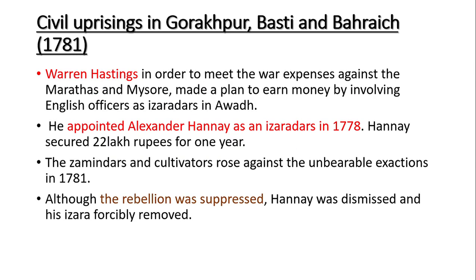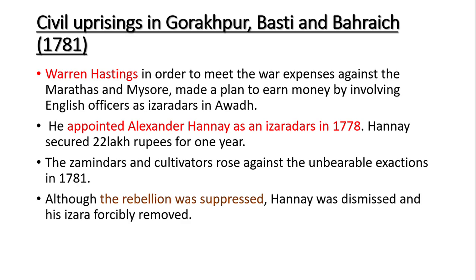Civil uprisings in Gorakhpur, Basti and Bahraich, 1781. Warren Hastings, in order to meet the war expenses against the Marathas and Mysore, made a plan to earn money by involving English officers as ijaradars in Awadh.